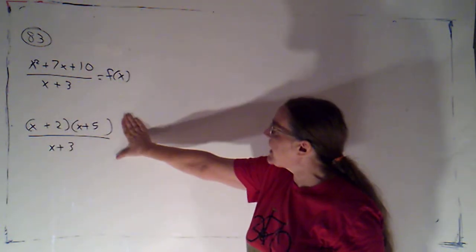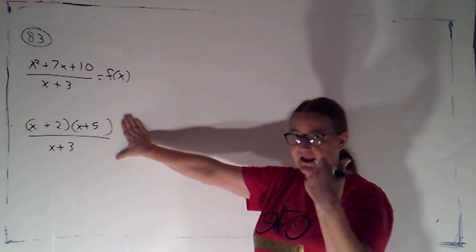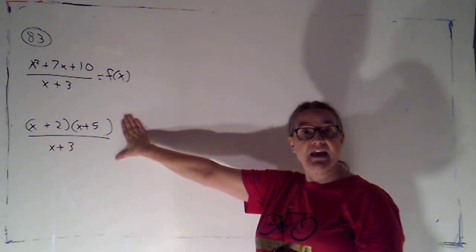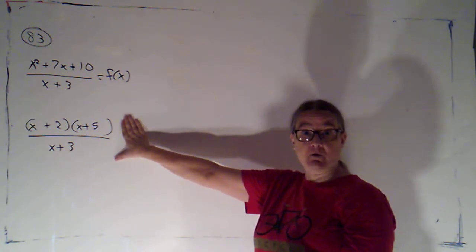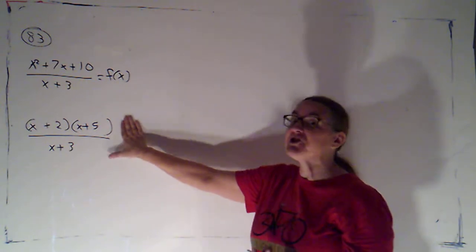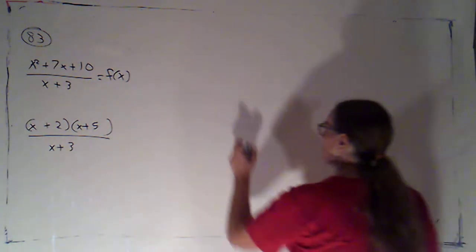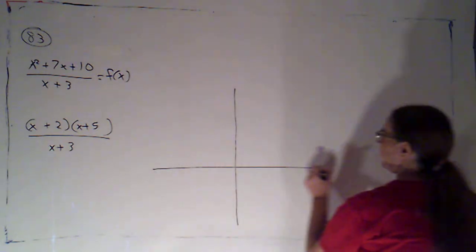Okay, no factors in common on top and bottom, so I can't reduce this, it's already in lowest terms, and that tells me that there are no holes in the graph. I do want to always check for that. I know we've only seen one example with that, but I've checked every single time.